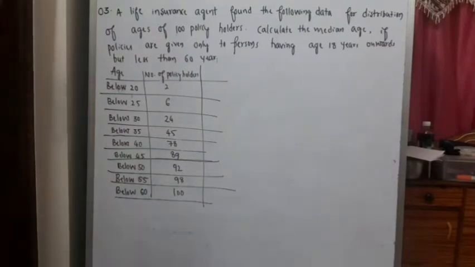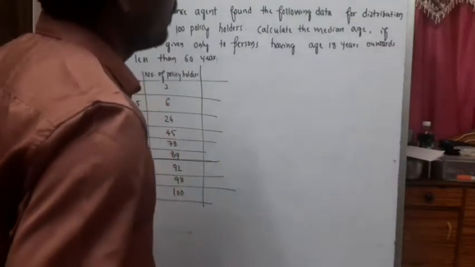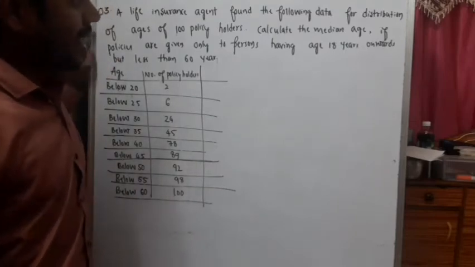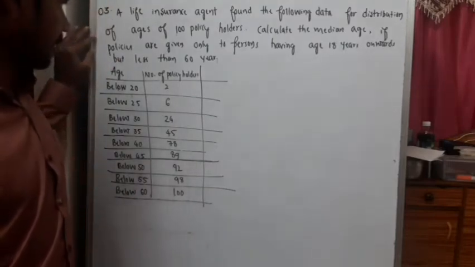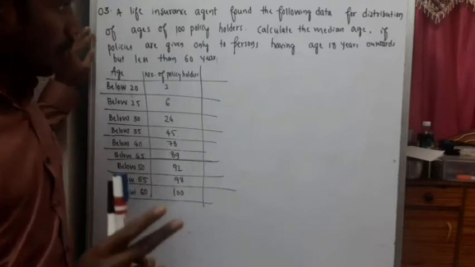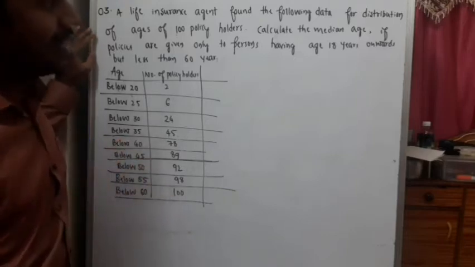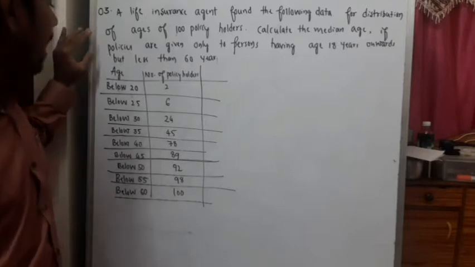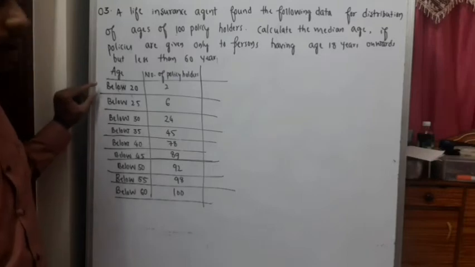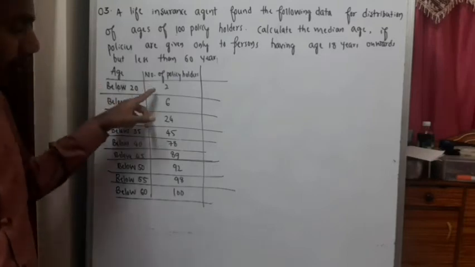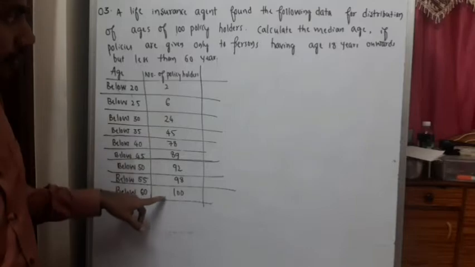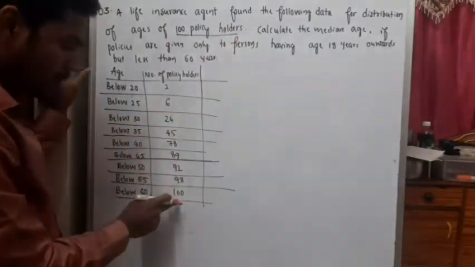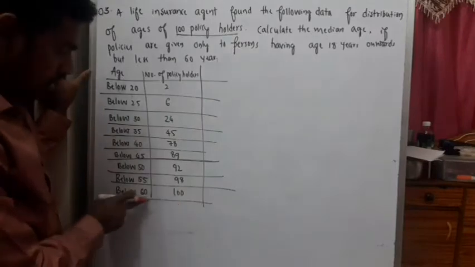So third question, a life insurance agent found the following data for distribution of ages of 100 policy holders. Calculate the median age if policies are given only to persons having age 18 years onwards but less than 60 years. So what we need to do, they have given, see this is already they have given the upper limit, and if you look at the frequencies, already they have given 100 policy holders. So what you have seen, 100 at this.